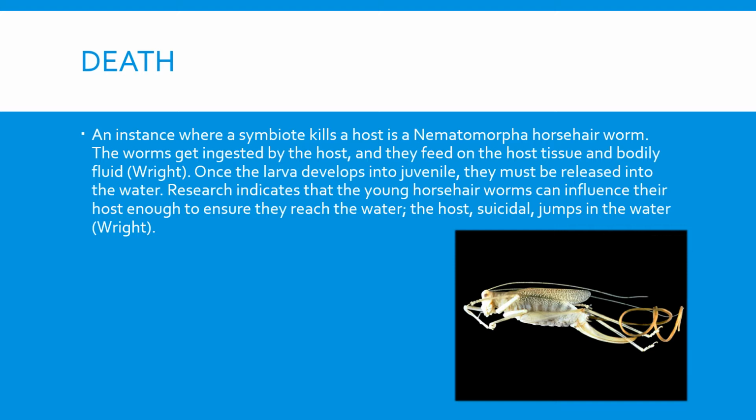As mentioned in class, the symbiotes that kill their hosts are called parasitoids. An instance where a symbiote kills a host is a pneumatomorpha horsehair worm. The horsehair worm's larva is parasitic and they will kill their host. The worms get ingested by the host and they feed on the host tissue and bodily fluid. Once the larva develops into juvenile, they must be released into the water.